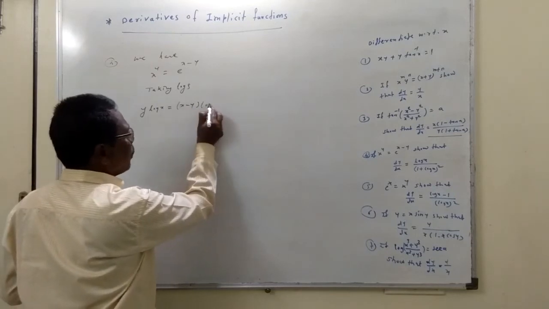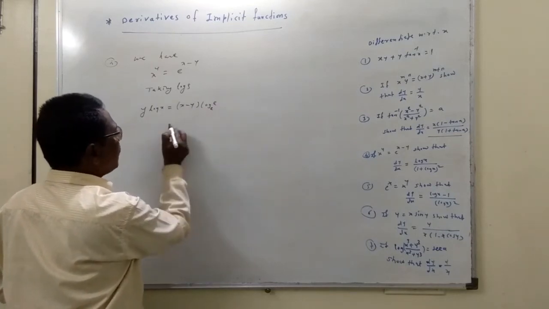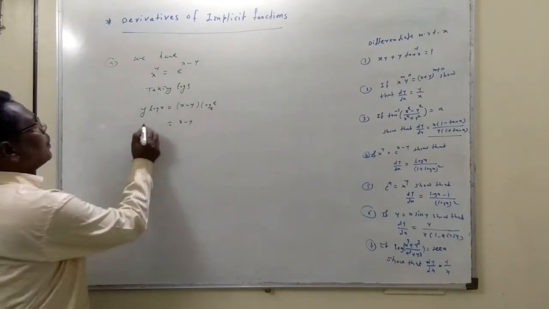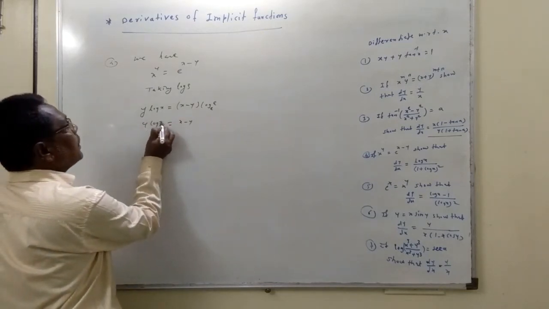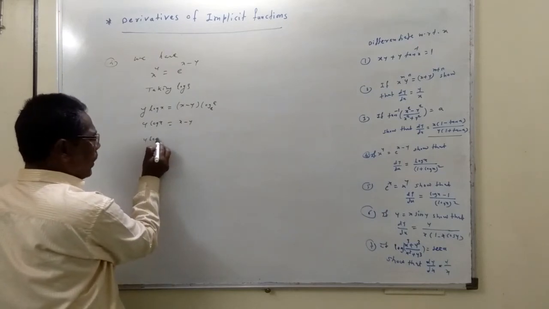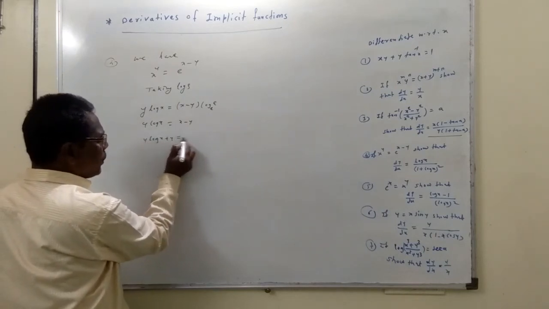Here the base is e, so log e base e is 1. So y log x is equal to x minus y. Now here this y we can take on the left side, so plus y is equal to x.